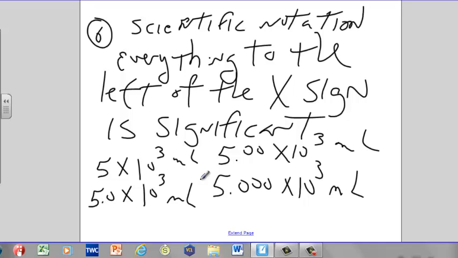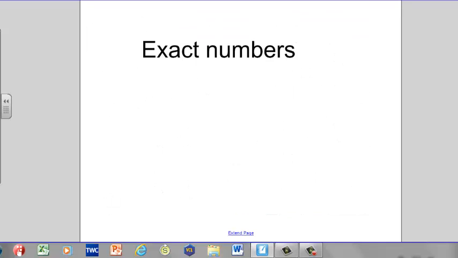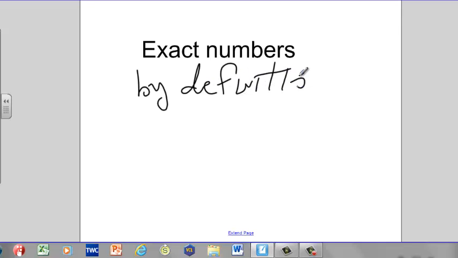Okay, so we've got 2 separate things to think about here. When you are writing your data down, you want to put everything you can read exactly plus 1 estimated digit. Or if you are reading someone else's numbers, then you follow all these rules I just listed to determine how many significant figures. Now, there is one exception, and that's exact numbers. Exact numbers are numbers by definition, basically, or by counting.